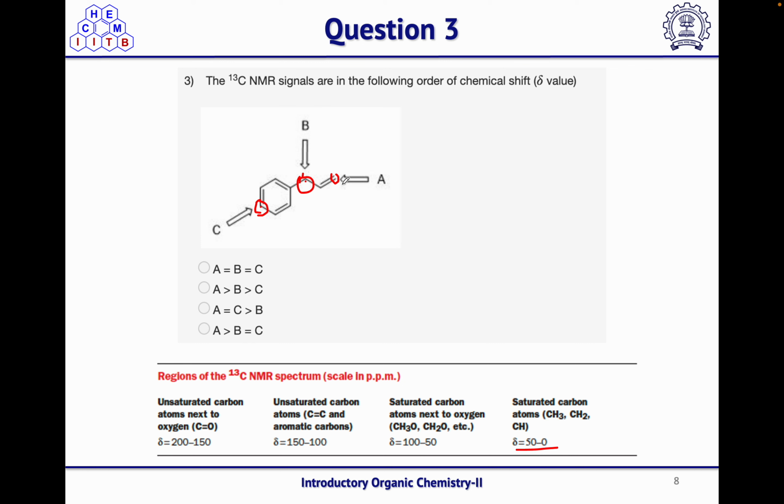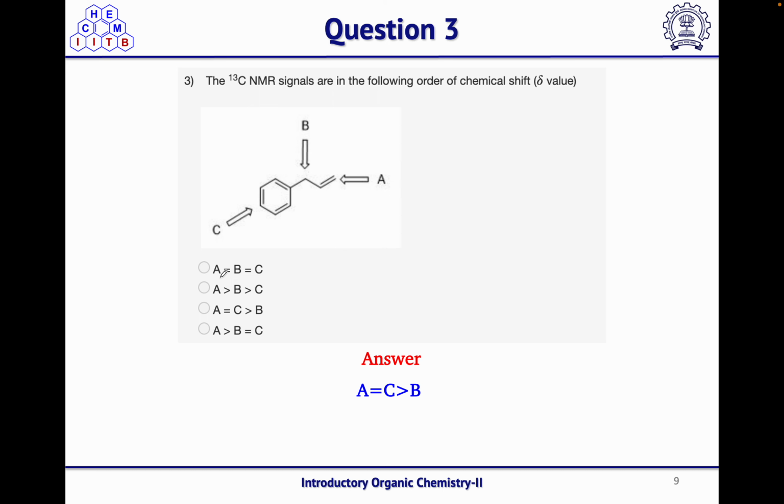So we can see the different carbons in our system. This carbon A is an olefinic carbon, an unsaturated carbon atom. It comes in the range of 150 to 100. And carbon B is CH2, so it is a saturated carbon atom and it comes in the range of 0 to 50. And what about C? It is part of an aromatic system, so it also comes in the range of 150 to 100. So we know that B is in the range of 0 to 50 and A and C are in the range of 100 to 150. So the correct option here is A equal to C, that is greater than B. This is the correct option.